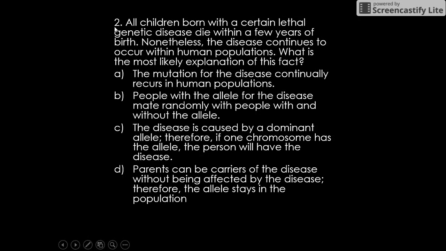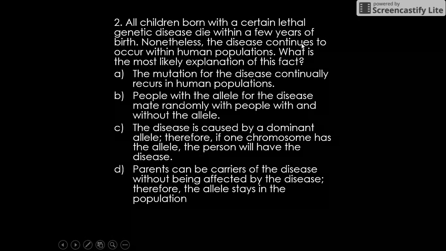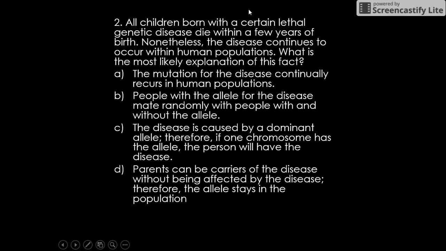All right, all children born with a certain lethal genetic disease die within a few years of birth. So if they're dying within a few years of birth, they're not having babies. They're not passing it on. Nonetheless, the disease continues to occur in the human population. What is the explanation of this? How is it still showing up in the population if these children are dying a few years after they're born?